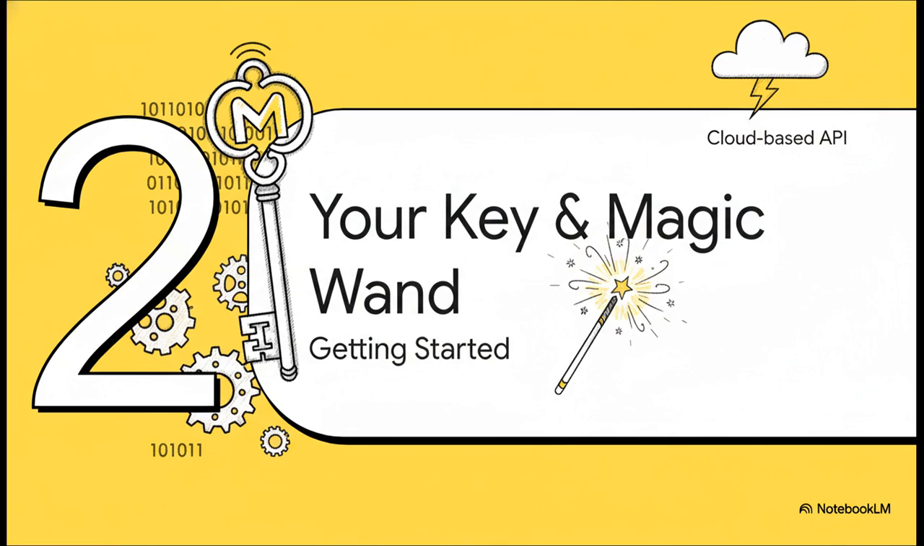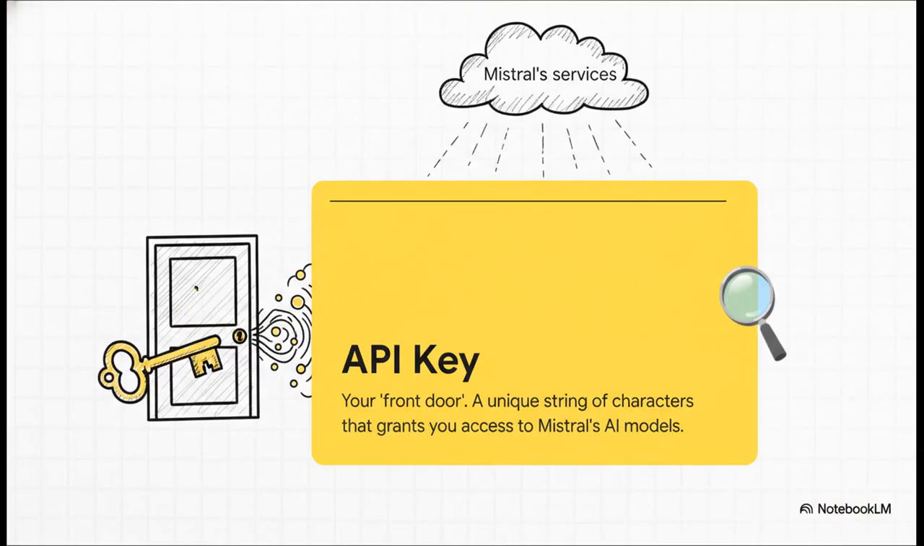Okay, getting started with this stuff is surprisingly simple, seriously. It really just boils down to a two-part process. First, you need a key to get through the front door. And second, you need a magic wand to actually make things happen. Let's unpack what that means. So that API key, what is it? It's basically your personal secret password to all of Mistral services. You just sign up for a free account on their console, generate a key, and that's it. It is literally the key that unlocks the front door to their entire world of AI models.